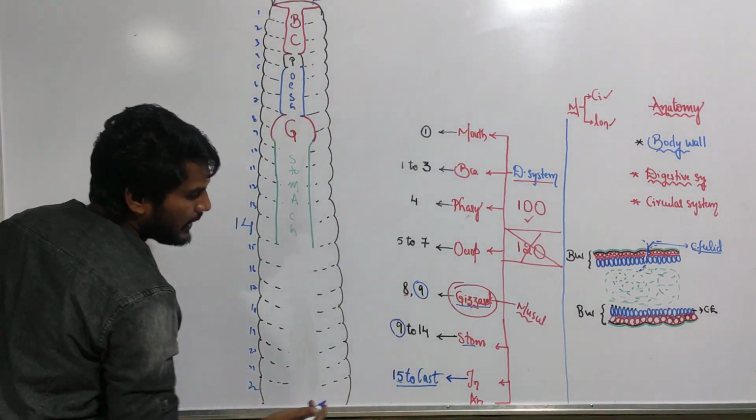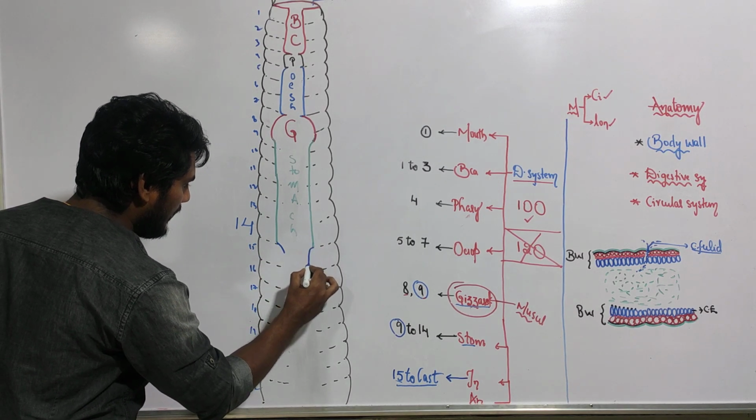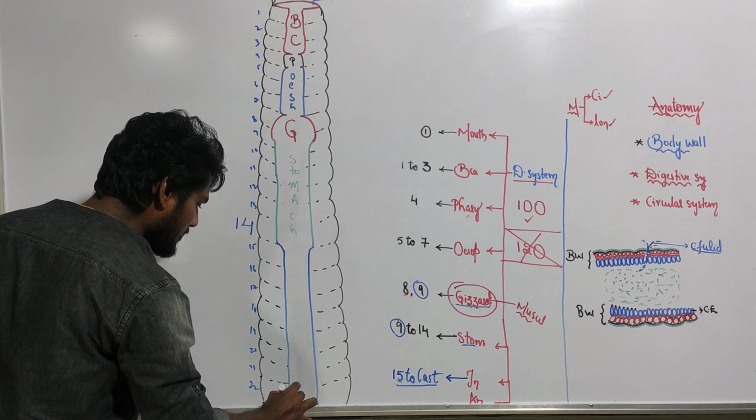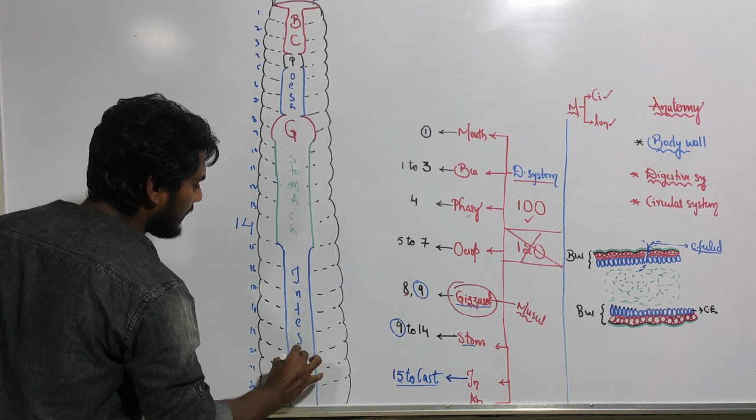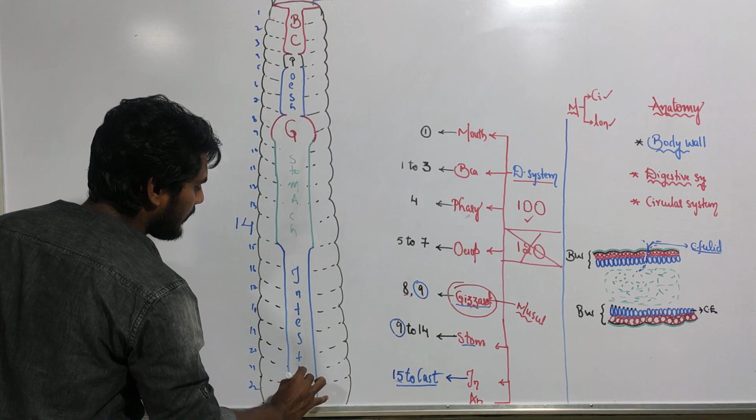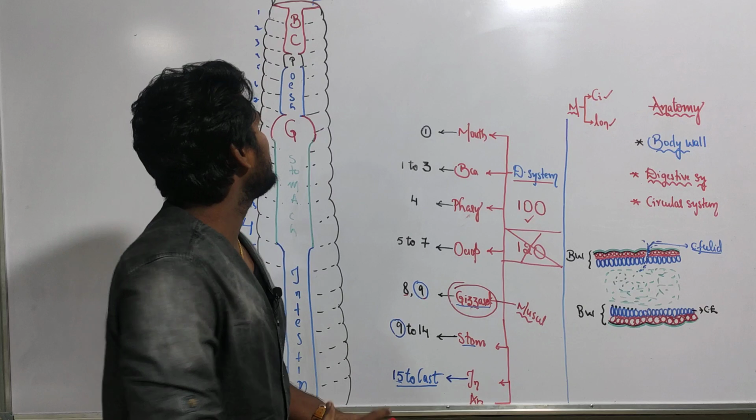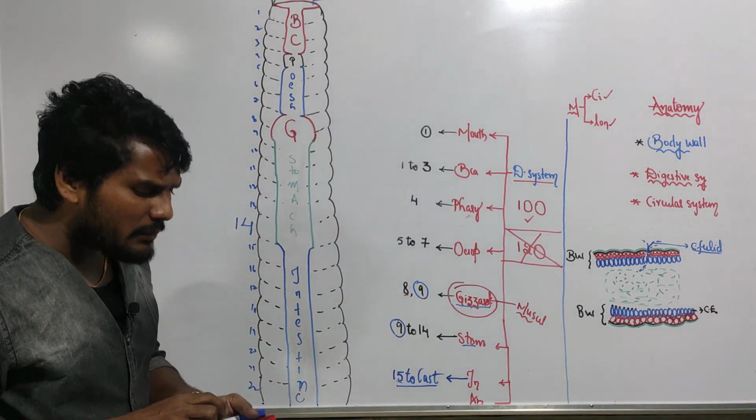After 14, what? 15. From the 15th to the last segment of the earthworm, there is the presence of the intestine. From the 15th to the last segment, there is what? The intestine. This is the alimentary canal of the earthworm. Okay, fine.